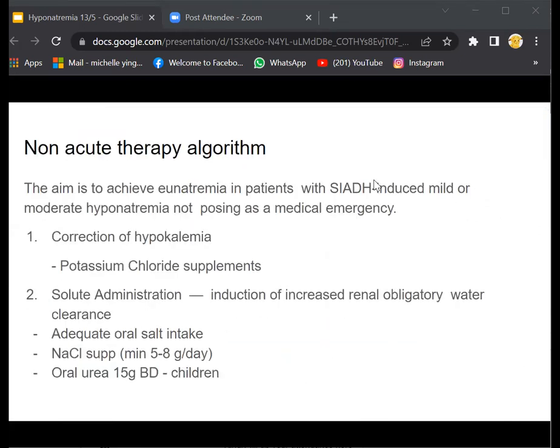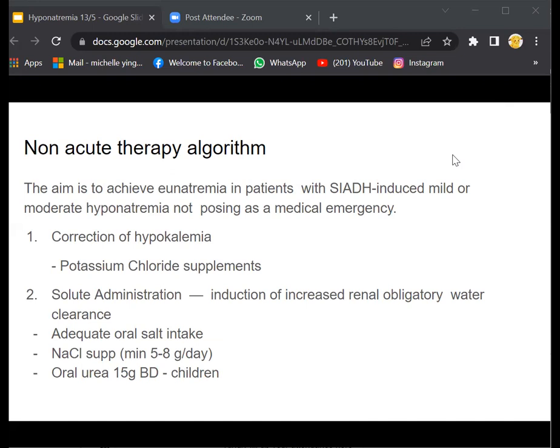So we'll focus on the non-acute management of SIADH. The aim is to achieve eunatremia in patients with SIADH-induced mild or moderate hyponatremia, which is not posing as a medical emergency. First, we need to correct the hypokalemia, because correcting it can also increase the serum sodium. So we need to give potassium chloride supplements if the patient is hypokalemic.